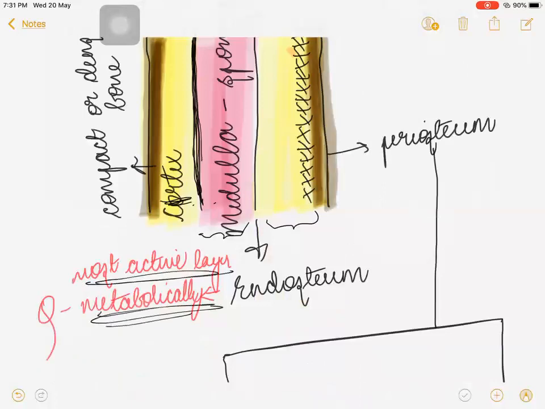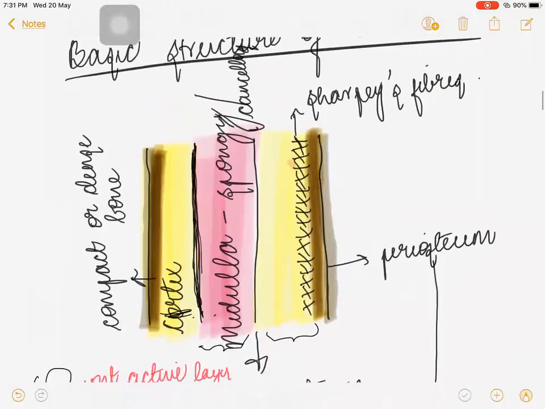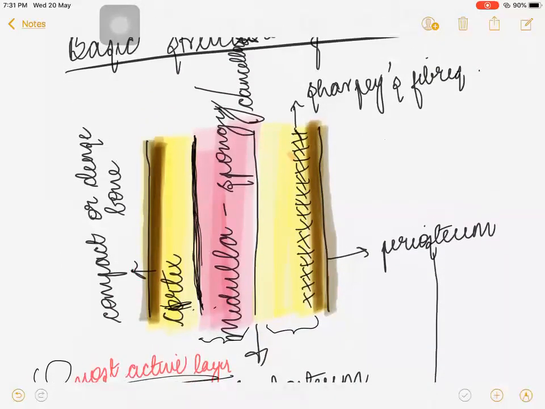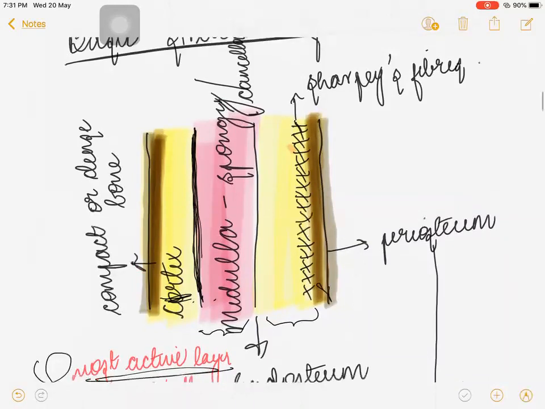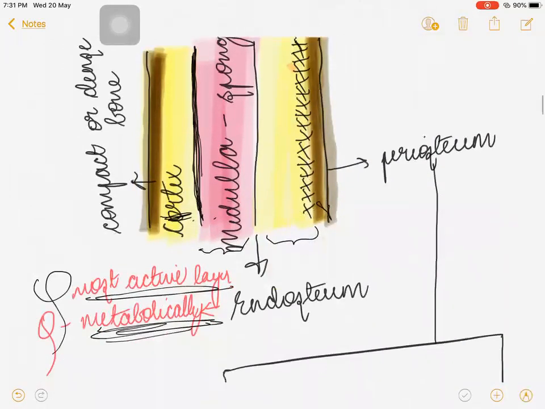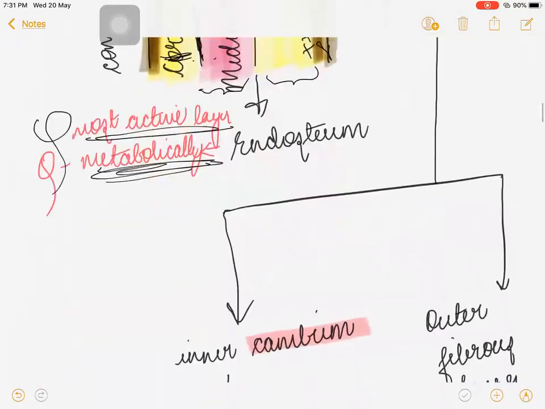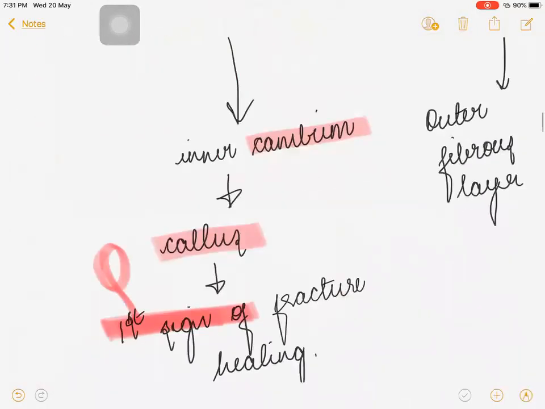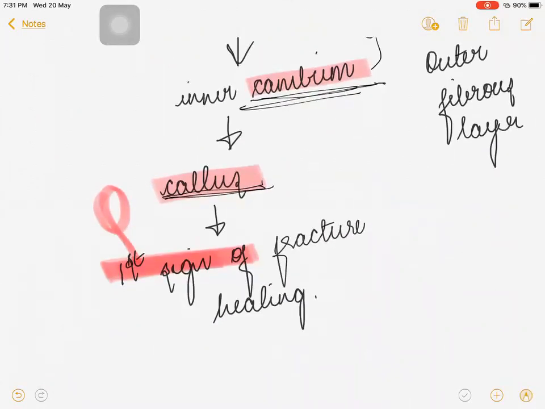This is a recently asked MCQ, so I've written it in red. You can write it down if you want. And then you have the covering of the cortex, which is known as the periosteum. So in the periosteum itself, you're going to be having two layers. So you'll have the inner cambium layer, which is also an MCQ asked. So first I'll just explain it. The inner cambium layer produces callus. Okay, callus is basically the first sign of any fracture healing.